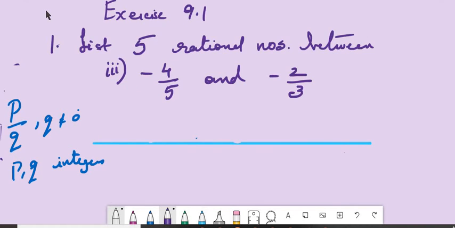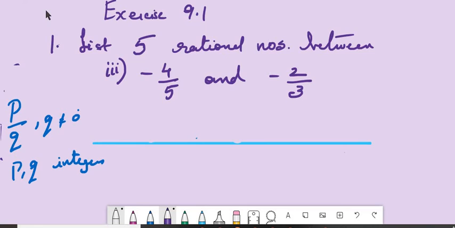The third question given to you is listing 5 rational numbers between minus 4 by 5 and minus 2 by 3. The difference in this question is that they are already in the form of rational numbers. That is, they have a numerator and a denominator. So how do we now find out rational numbers in between these two?